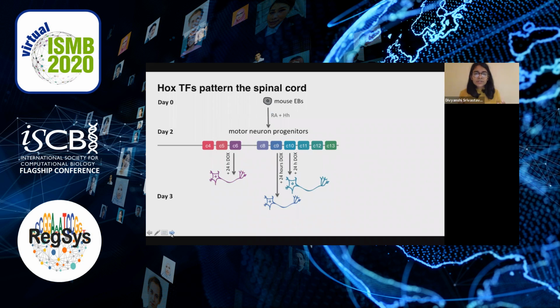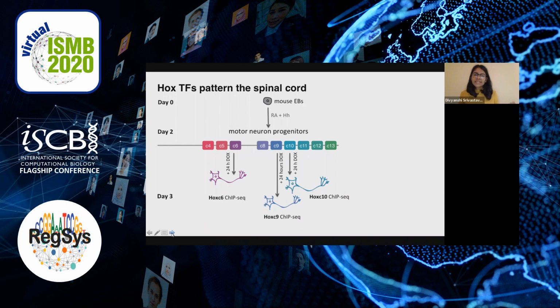The system that we used to study this was motor neuron progenitors derived from mouse embryoid bodies using a differentiation protocol. Once we had these motor neuron progenitors, we used DOX-inducible Hox constructs and expressed individual Hox transcription factors within these motor neuron progenitors. So we induced C6, C9, and C10, and 24 hours after Hox induction, we measured the genome-wide binding of these three Hoxes using ChIP-seq.